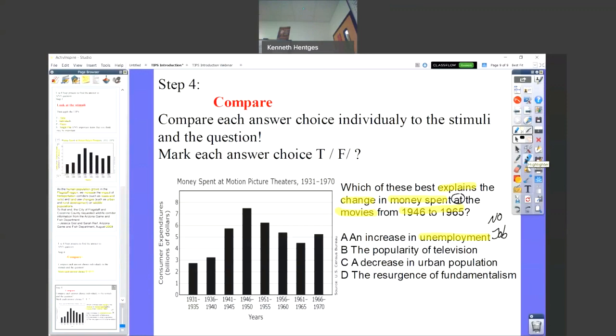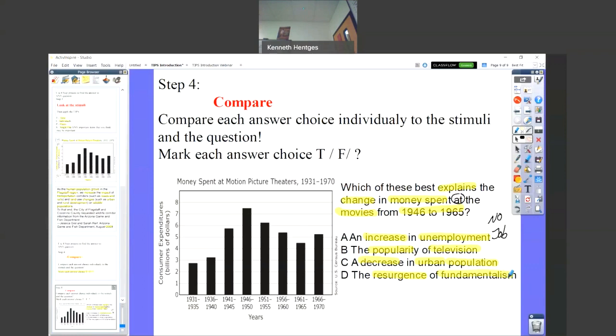There is no place, and increase. Popularity, television. No time, but there's an individual. Population. Where is the place? Urban. What else is important? Decrease. And then lastly, resurgence, fundamentalism.